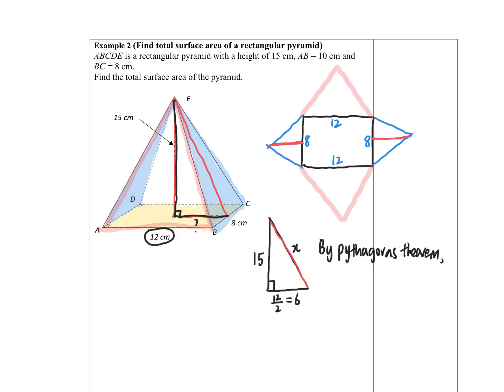So to find x, it will be square root of 6 squared plus 15 squared. So I go and calculate. Okay, wait, now bring my calculator. 6 squared plus 15 squared, so it's square root 261. So this thing here is square root 261, which I can write here. So this one is also square root 261. So this area is settled already.